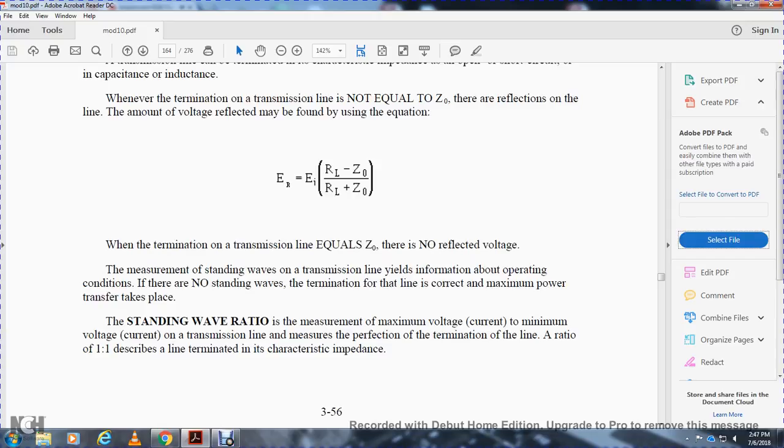Measurement of the standing wave on the transmission line reveals information on the operating conditions. If there is no standing wave, the termination of the line is correct, and maximum power transfer takes place. All right, standing wave ratio.